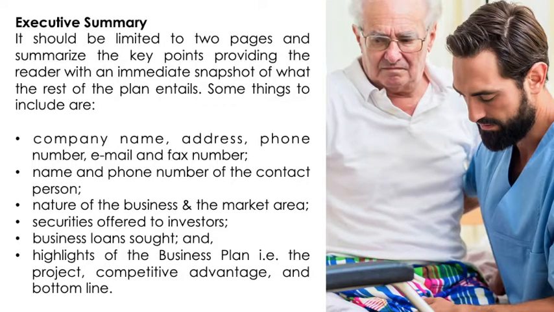So let's talk about the executive summary. It should be limited to 2 pages and summarize the key points, providing the reader with an immediate snapshot of what the rest of the plan entails. Some things to include are your company name, address, phone number, email, and fax number, the name and phone number of the contact person, the nature of the business and market area, securities offered to investors, business loans sought, and highlights of the business plan. For example, the project, competitive advantage, and the bottom line.